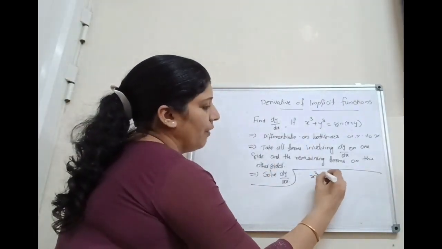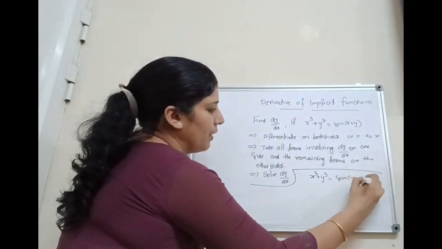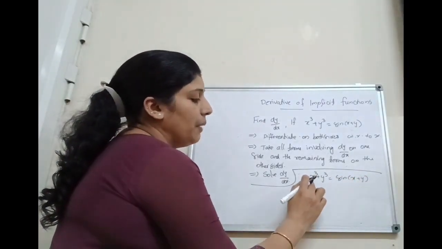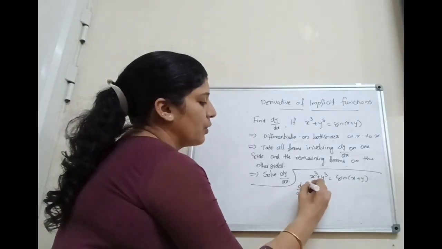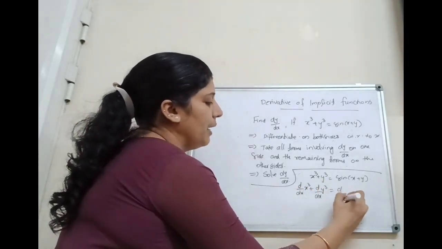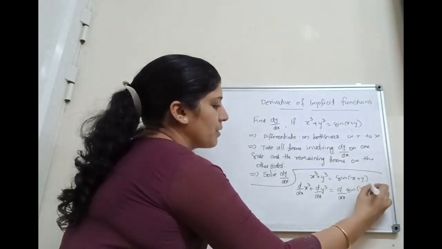Now here, the given function is x cube plus y cube equal to sine of x plus y. Here, first we have to differentiate on both sides with respect to x. Then d by dx of x cube plus d by dx of y cube equal to d by dx of sine of x plus y.